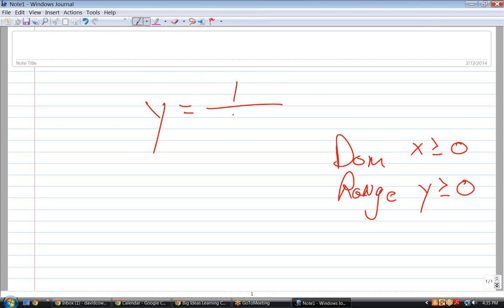Let's take this function. What do you suppose the domain is going to be on this function? What can x be? Actually, a better way to think about domain is kind of thinking in the negative. What can x not be? 0. That's the only thing it can't be. So all reals except x can't be equal to 0. So that's the domain of this function.